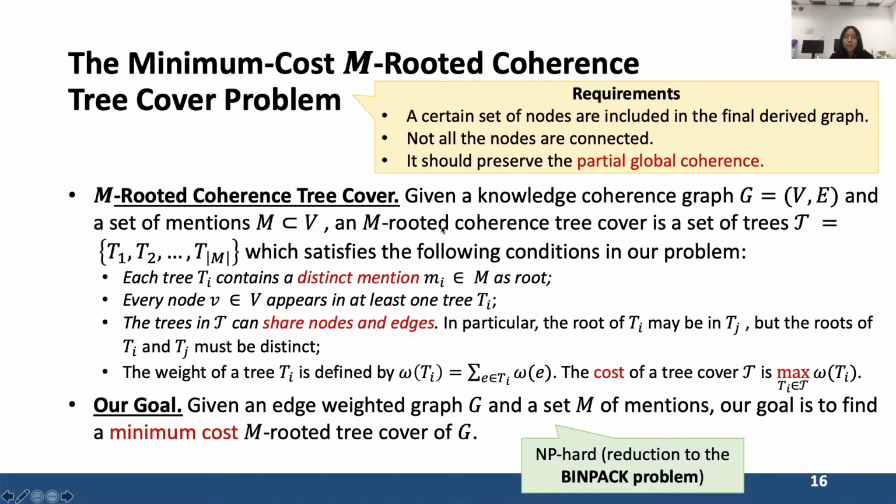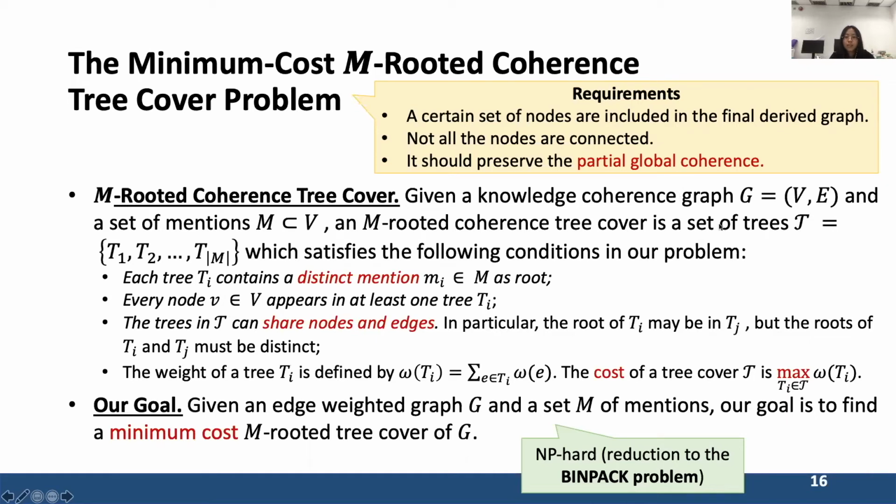We then formulate our problem as an M-rooted coherence tree cover problem. Given a knowledge coherence graph and a set of mentions M, an M-rooted coherence tree cover is a set of trees which satisfy the following requirements in our problem. First, a certain set of nodes are included in the final derived graph, and second, not all the nodes are connected. And third, it should preserve the partial global coherence.